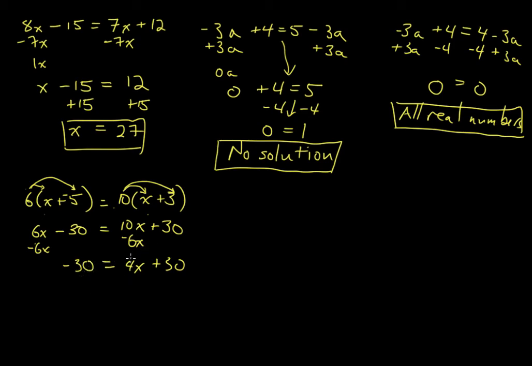Alright? Well, I like that. It doesn't matter. x on the right side is fine. It just means that I've got to get the other numbers on the left side. That means I have to subtract 30 here.